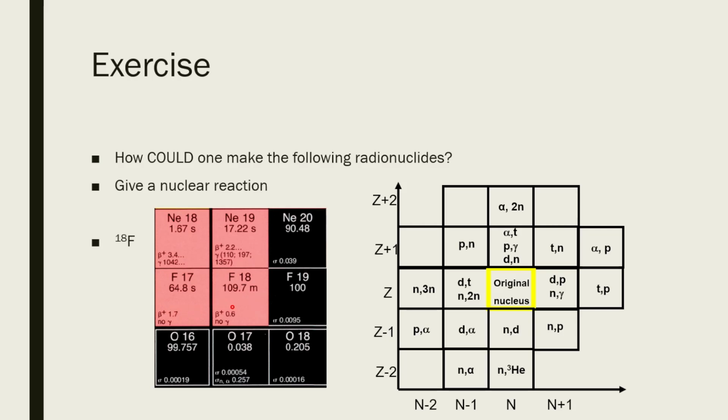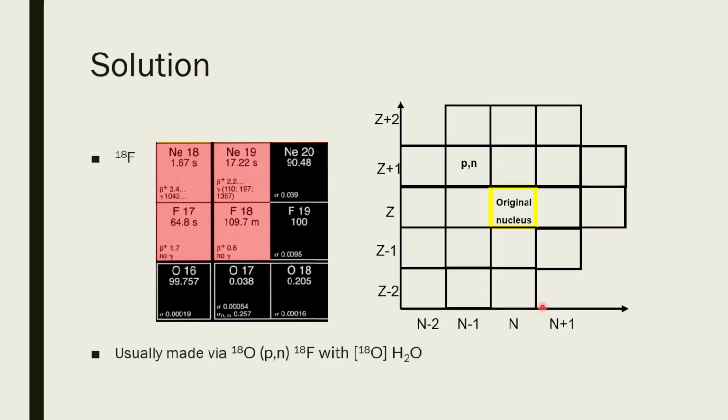But you can also produce it via a D-gamma reaction or a TN reaction and so on. You can use that as a cheat sheet. But most commonly, as I said on the previous slide, it is produced via oxygen-18 doing a PN reaction in order to form the fluorine-18. This is a target that one could use. So this is oxygen-18 enriched water, a type of heavy water.